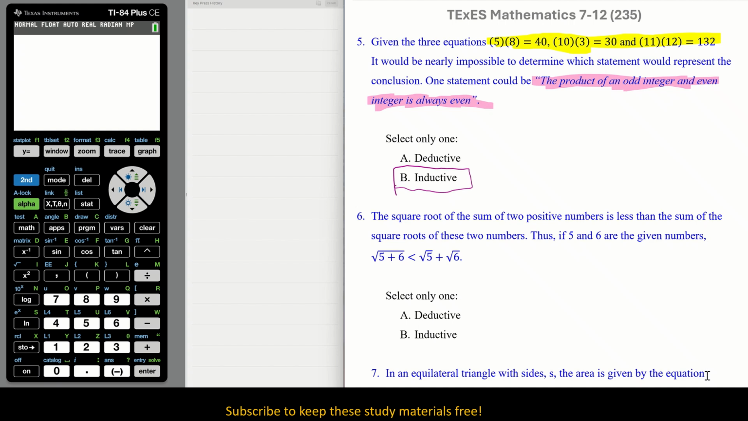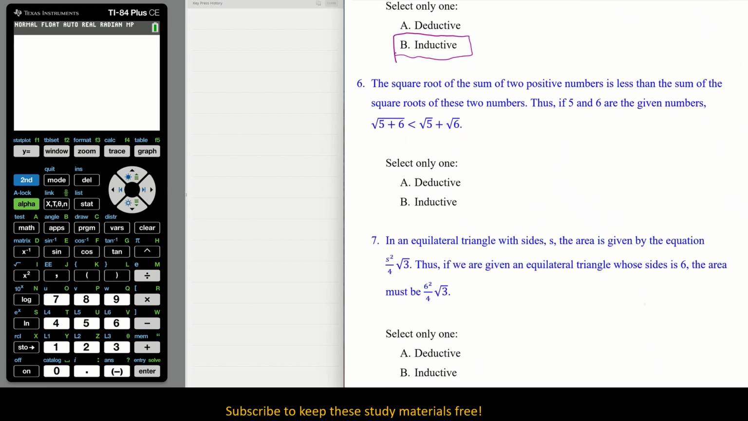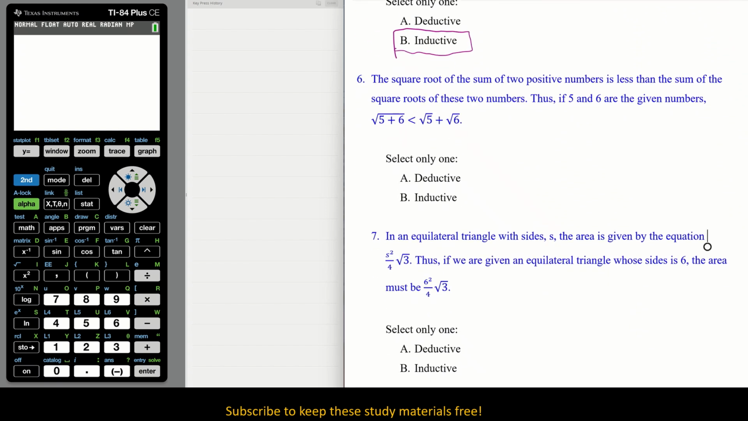Number 6. Let's scoot up first so we can see it. Okay. Number 6. The square root of the sum of two positive numbers is less than the sum of the square roots of these two numbers. Thus, if 5 and 6 are the given numbers, this is what they have here.